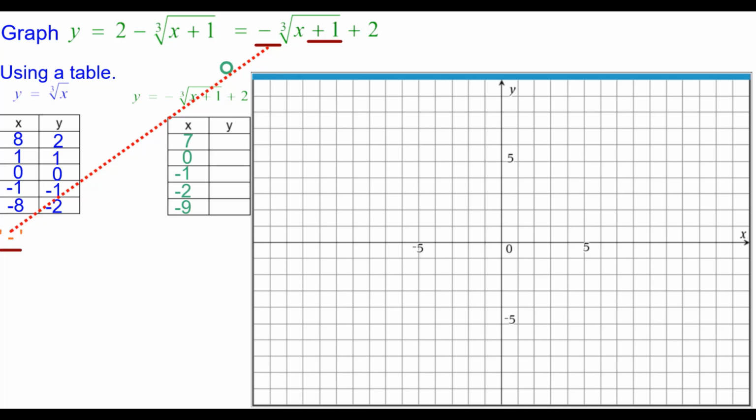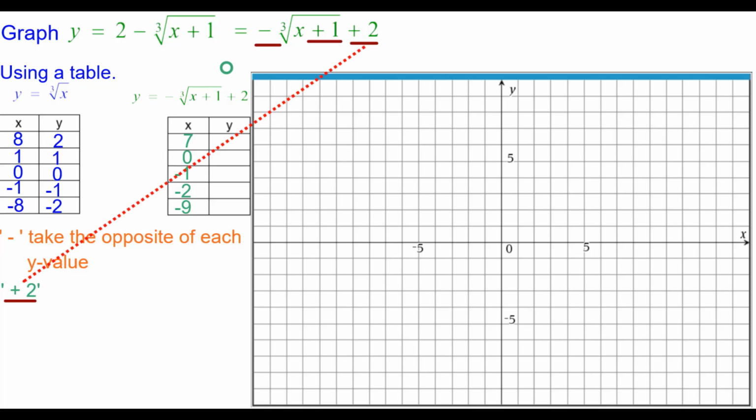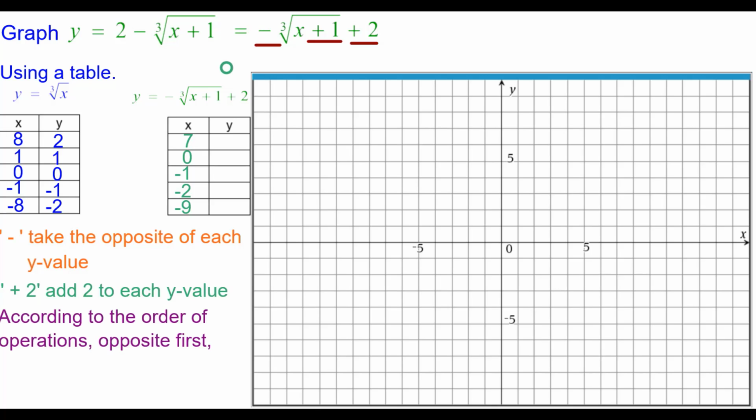Now we're going to look at the opposite, which affects the y values, taking the opposite of each of them. And the plus 2 shifts y values up 2, so we have to add 2 to each y value. According to the order of operations, we do the opposite first, and then we add 2. So with the 2, we take the opposite as negative 2, add positive 2, and we get 0. That calculation is shown right here. I'd like you to go ahead and finish these 4 values, find those 4 points, plot all of them, and connect them into the graph. Press pause to do so, resume when you're ready.